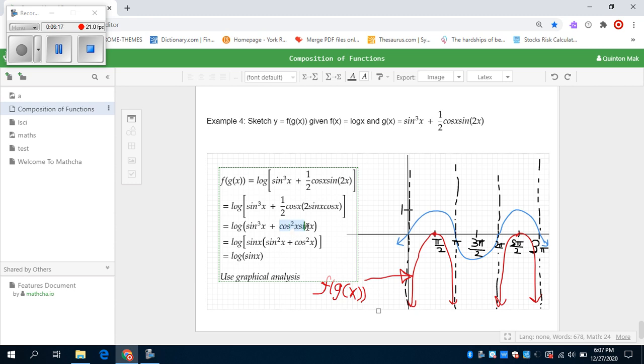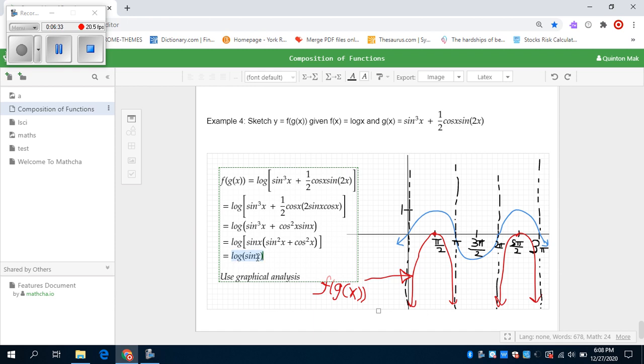Now we factor out sine of x to get sine of x times sine squared x plus cos squared x. And this thing will equal 1 because of the Pythagorean identity. And we simplify finally to log of sine of x.